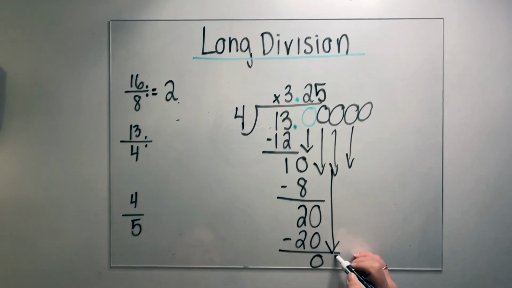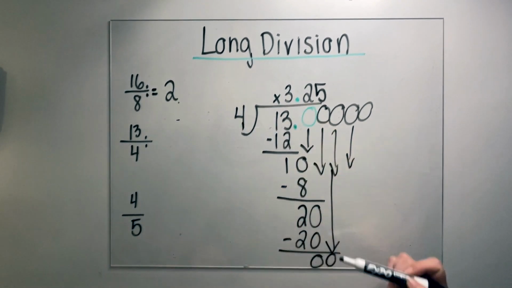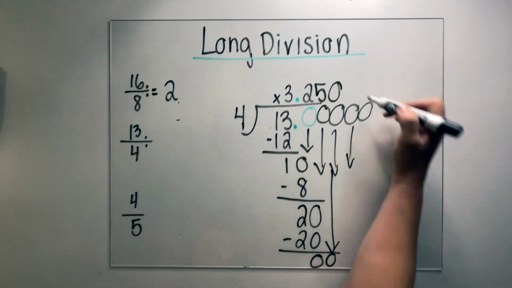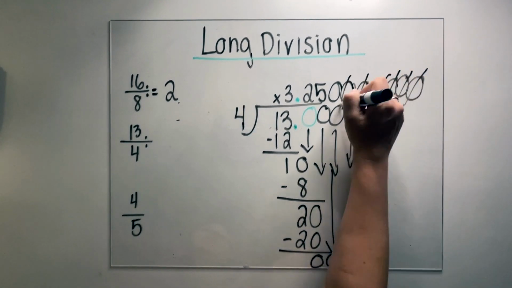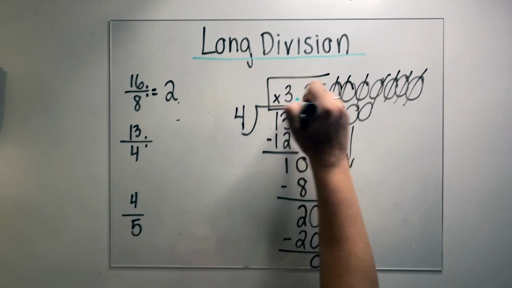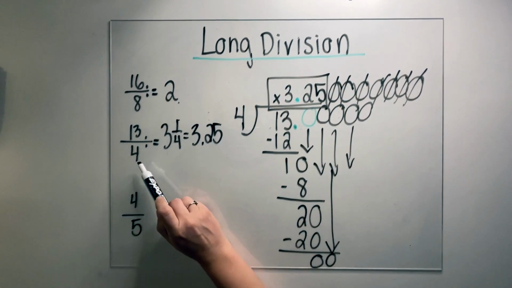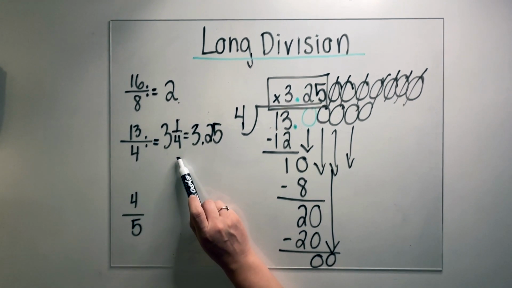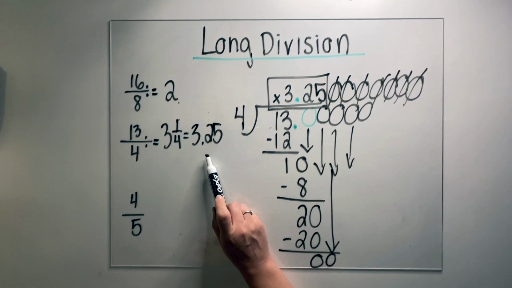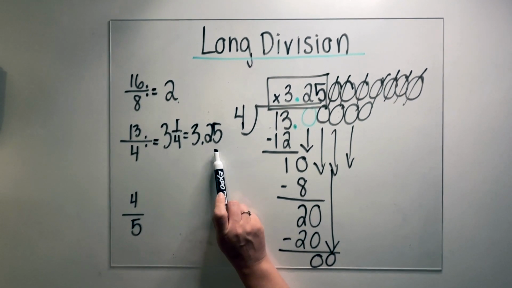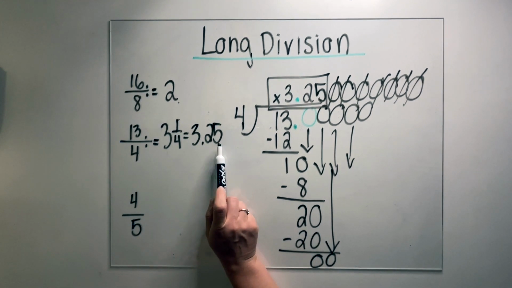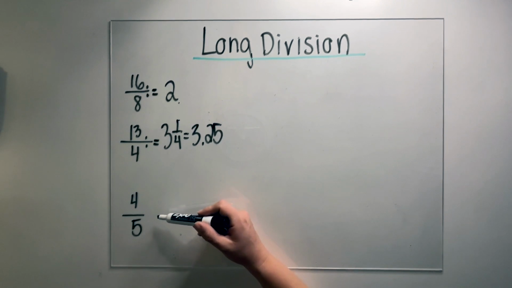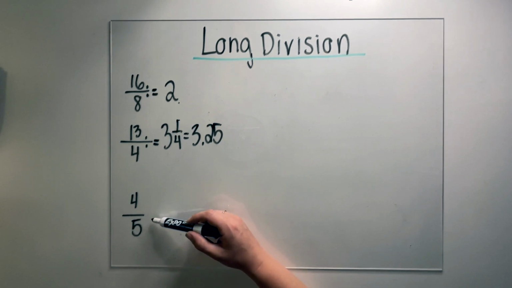If I were to bring down another 0, I would see that 4 goes into 0 0 times, and I would have an infinite number of zeros. You don't need to write those zeros. I can change 13/4 equals 3 and 1/4, which also equals 3.25, or mathematically speaking, we would read this as 3 and 25/100ths. Our last example is a regular fraction, 4/5.